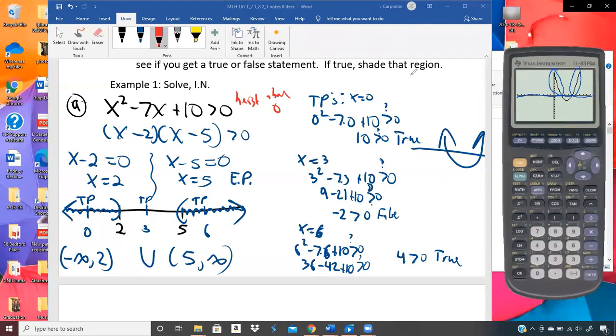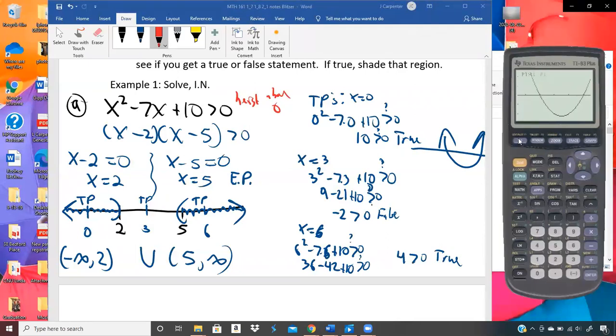And if you look really carefully, if I were to zoom in, you can see this number right here is 2. You hit trace, you can see that's 2. And the other number is at 5. So it's between 2 and 5 where it dips below, so we know that that's not the solution.